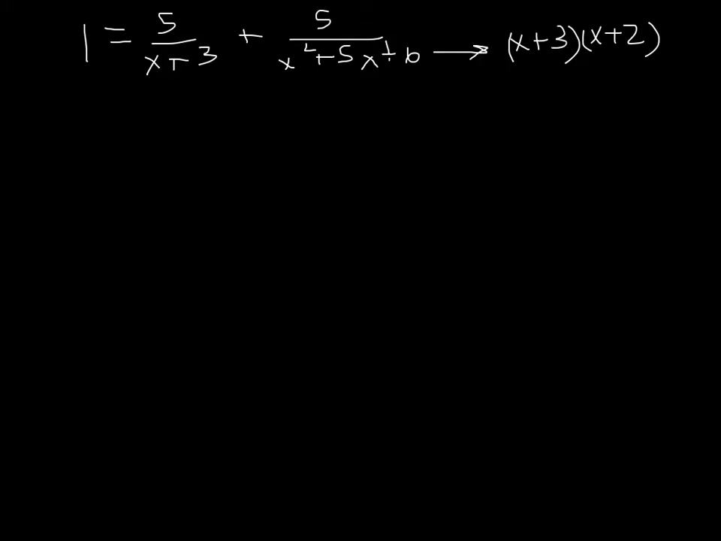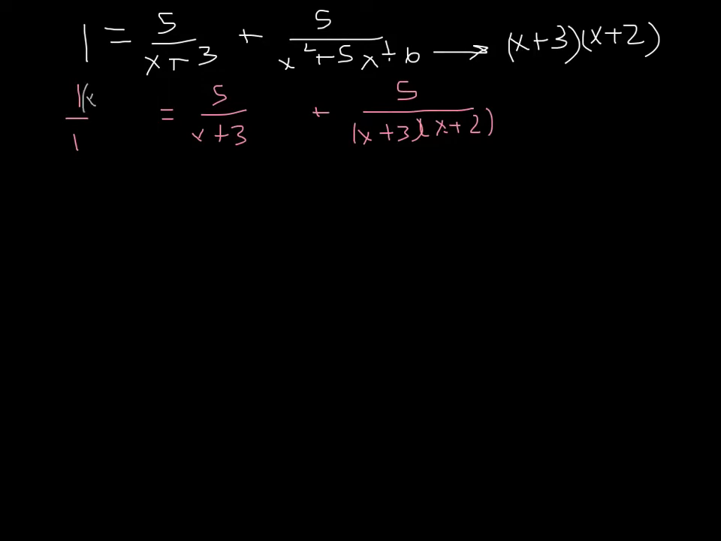So if you notice on the right-hand side, part of it is here, x plus 3. The 1 is all by itself. So the first thing I'll do, I'll think of this as 1 over 1 equals 5 over x plus 3 plus 5 over x plus 3, x plus 2. So what is each side missing? Well, the left side is missing everything.